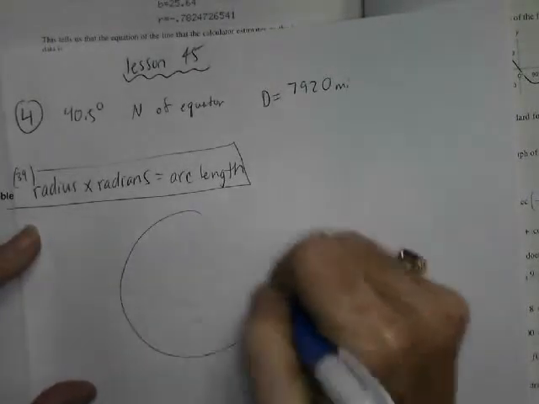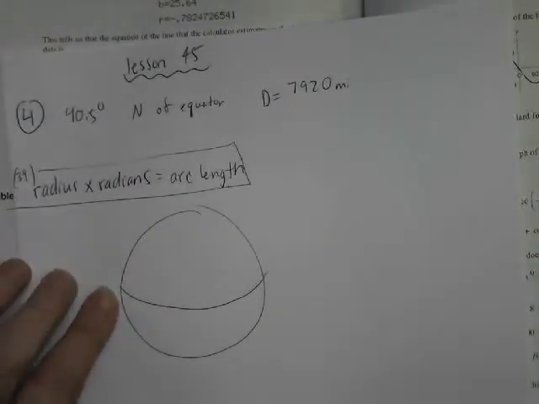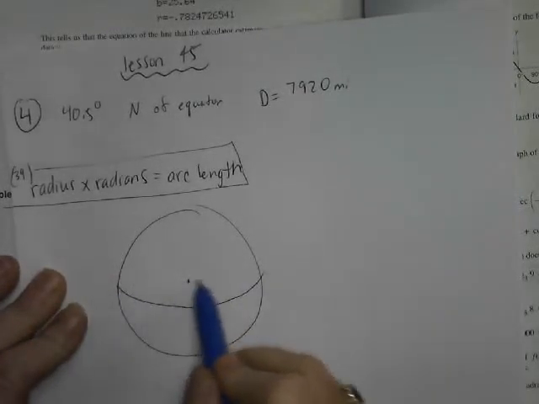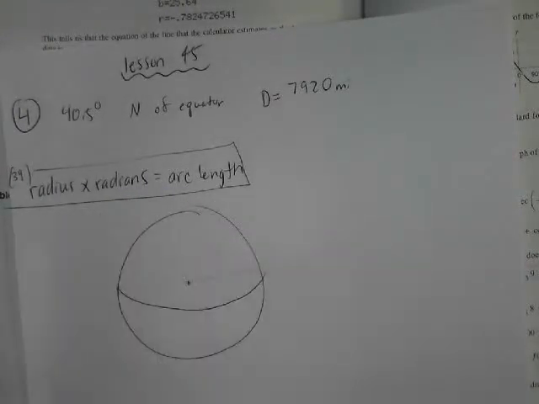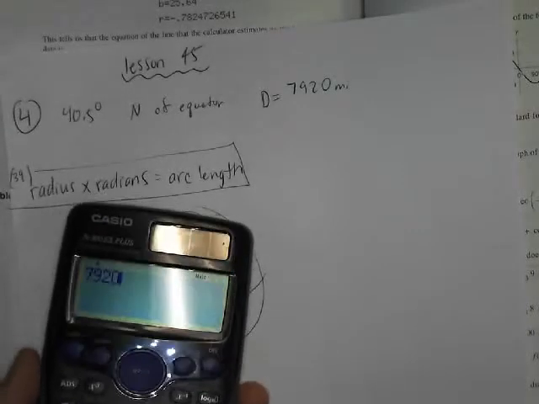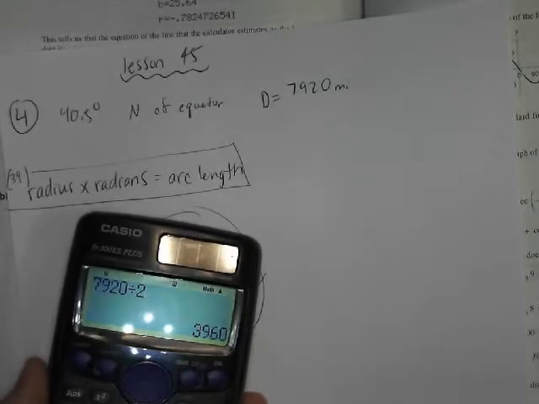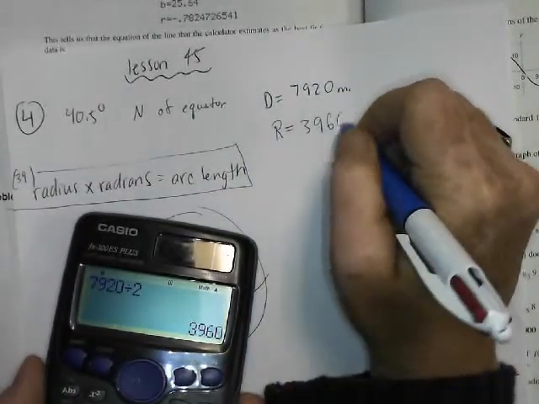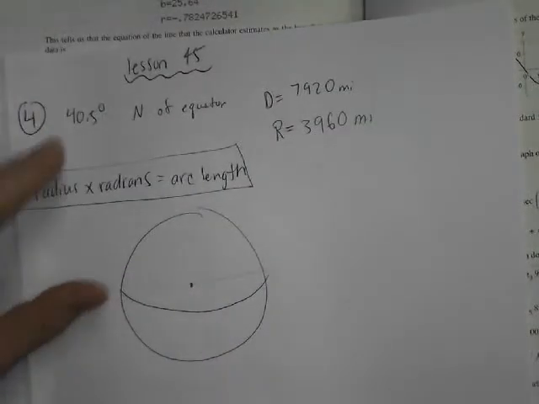So let's just say we have a sphere that's the Earth, and there's the equator. The diameter would cut through the middle of the Earth, and the diameter is 7920. I really would like the radius, so I'll get that right now. You can't see what I'm doing, but I'm going 7920 divided by 2. I think I'm barking up the right tree. I'm going to say radius equals 3960. And then if I could just get some radians, these are degrees.